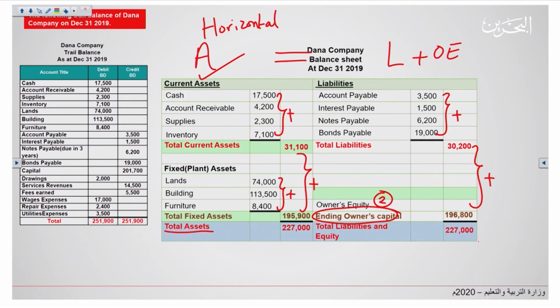Now I will compare the two sides of my balance sheet, or the accounting equation. This side amount is 227,000 BD, and on this side I have 227,000 BD. If I compare them, I will see that they are equal to each other, which means that my balance sheet is balanced and I have successfully balanced the accounting equation.